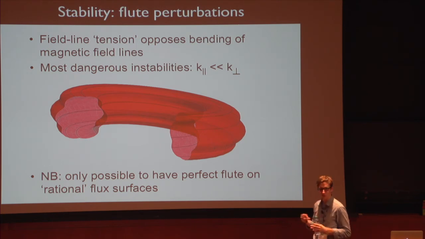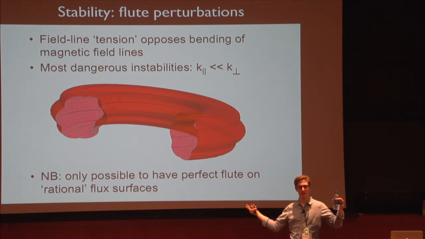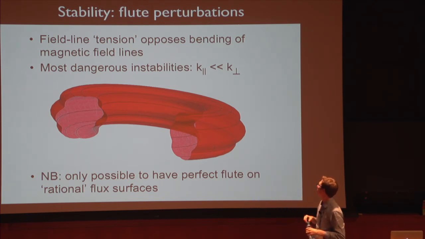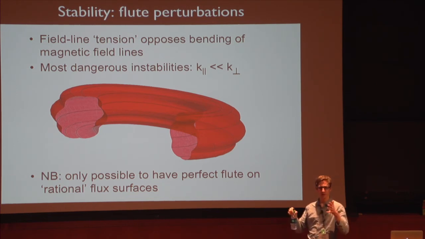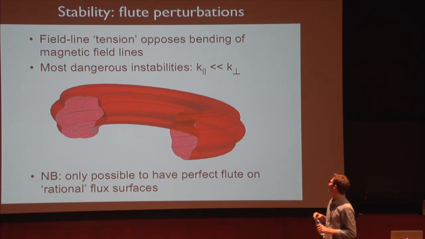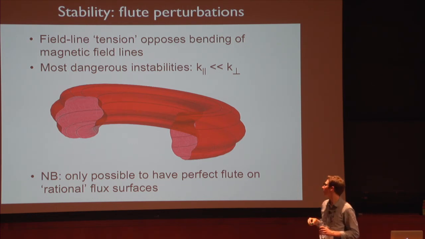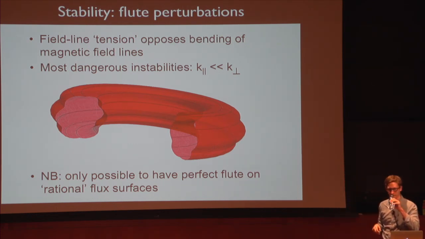You can have parallel current, which will drive instability, as I'll show you in a minute. And the one bright spot here is that you have field line tension. So the tension itself is going to try to oppose the expansion of the magnetic field lines. And so, broadly speaking, the most dangerous instabilities are the ones which don't actually try to bend the magnetic field lines. Okay? So what does that mean? It means that they're aligned with the magnetic field. Or in other words, their parallel wavelength is much, much longer than the perpendicular wavelength. Right? So I'm going to illustrate that here in this plot.